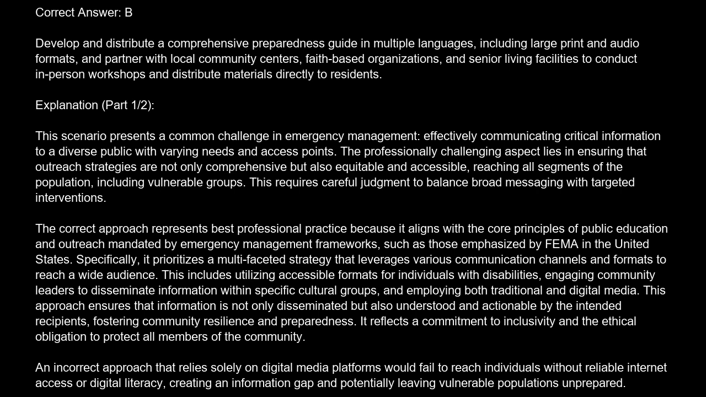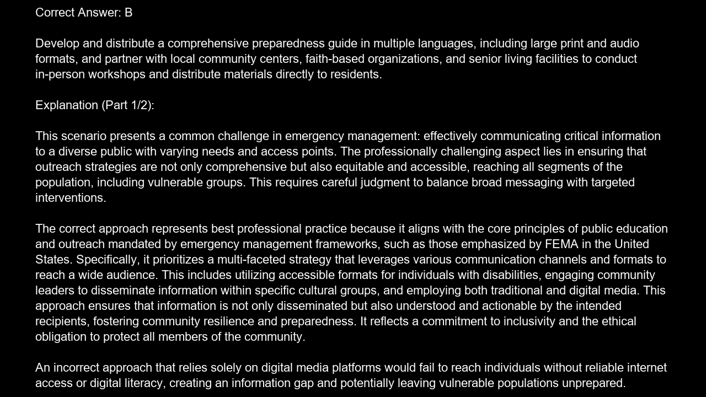Explanation: this scenario presents a common challenge in emergency management, effectively communicating critical information to a diverse public with varying needs and access points. The professionally challenging aspect lies in ensuring that outreach strategies are not only comprehensive but also equitable and accessible, reaching all segments of the population, including vulnerable groups. This requires careful judgment to balance broad messaging with targeted interventions.